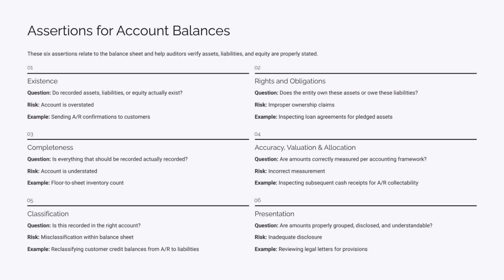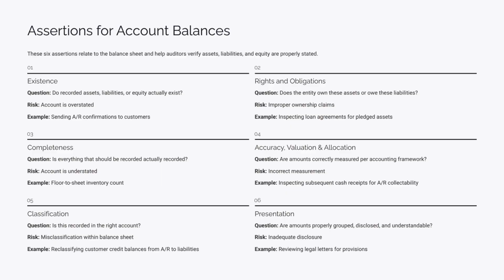2. Rights and obligations. Question: does the entity really own these assets? Are the liabilities truly theirs? This becomes important for things like consigned inventory, assets pledged as security, factored receivables. Example: inspecting loan agreements to confirm whether the bank has rights to pledged assets. 3rd, completeness. Question: is everything that should be recorded actually recorded? If this fails, the account is understated. Example: performing a floor-to-sheet inventory count to ensure all goods in the warehouse are included.